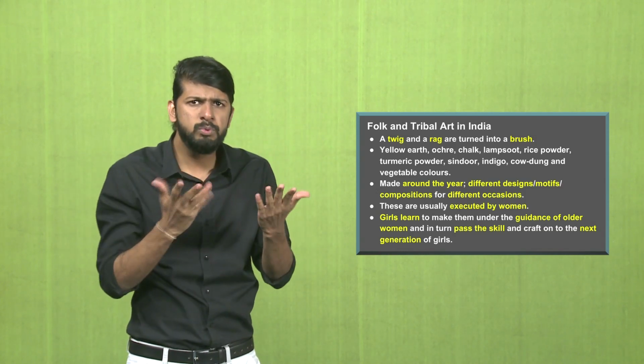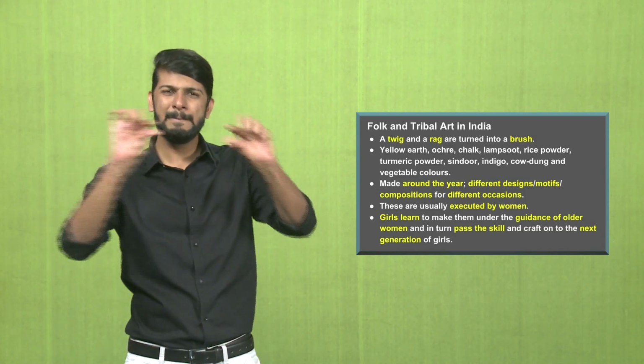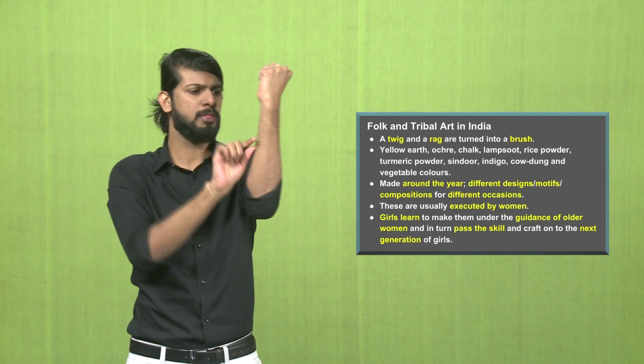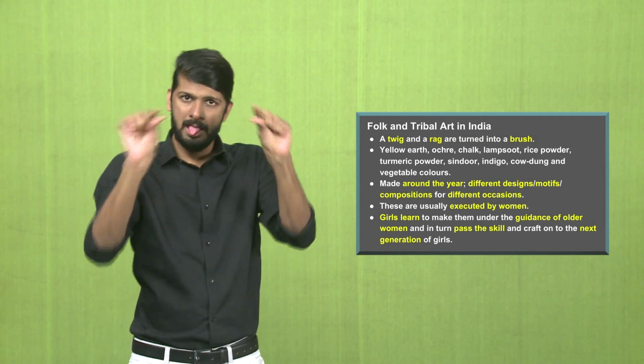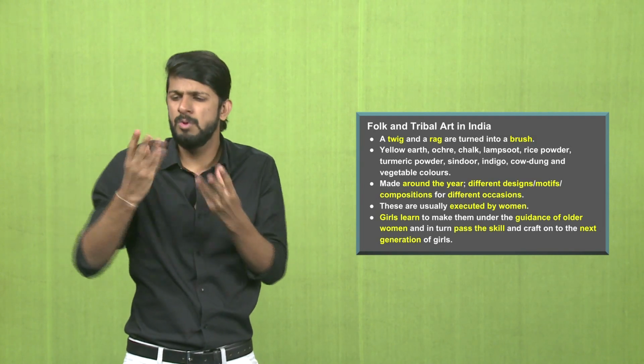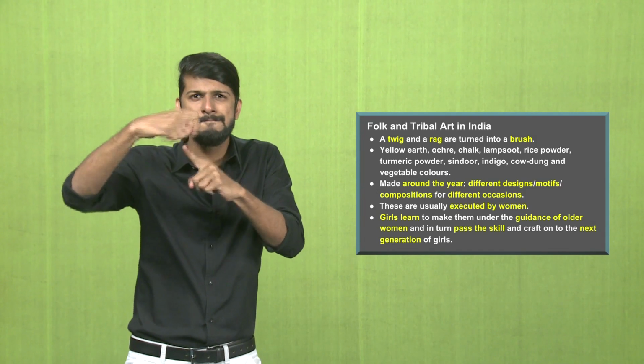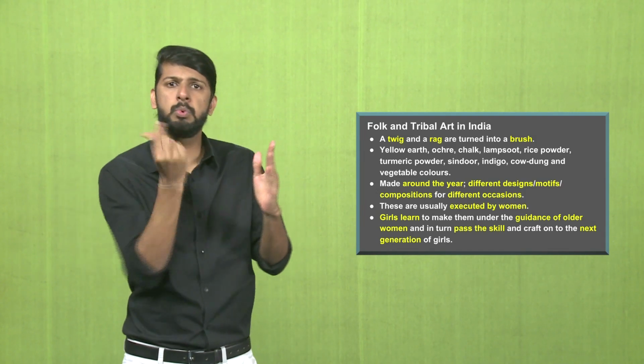How do they make a brush? They take a unique idea of using a twig and a rag which they tie at the end of the twig, which becomes a brush.